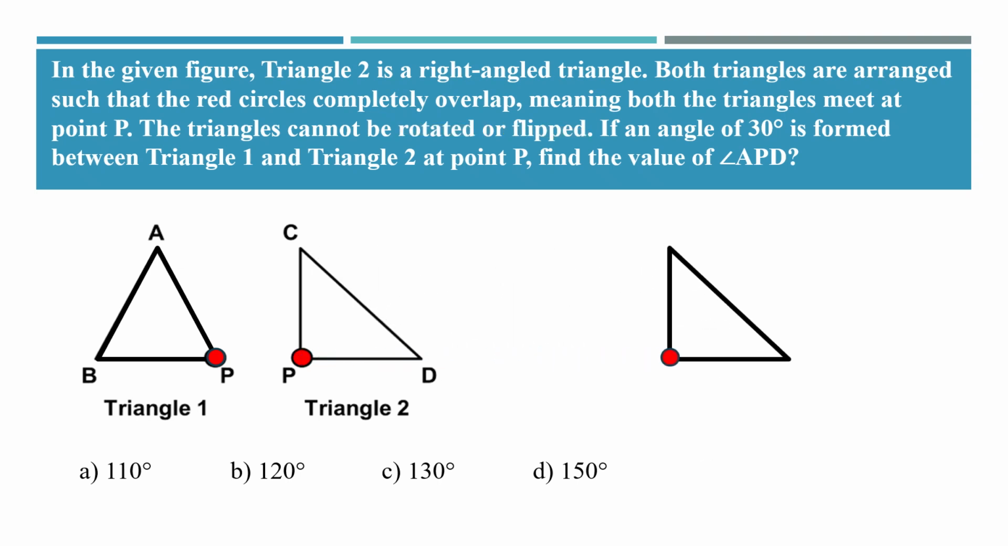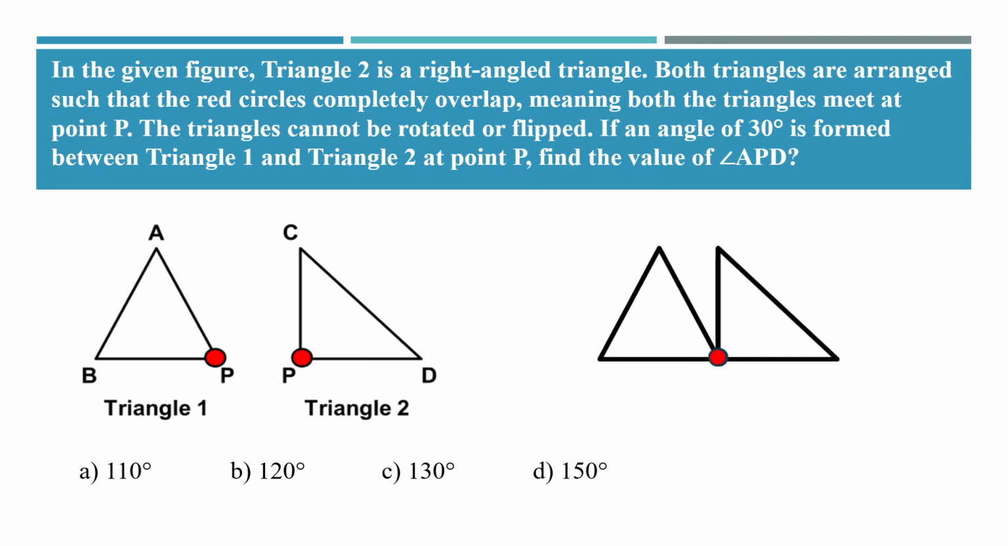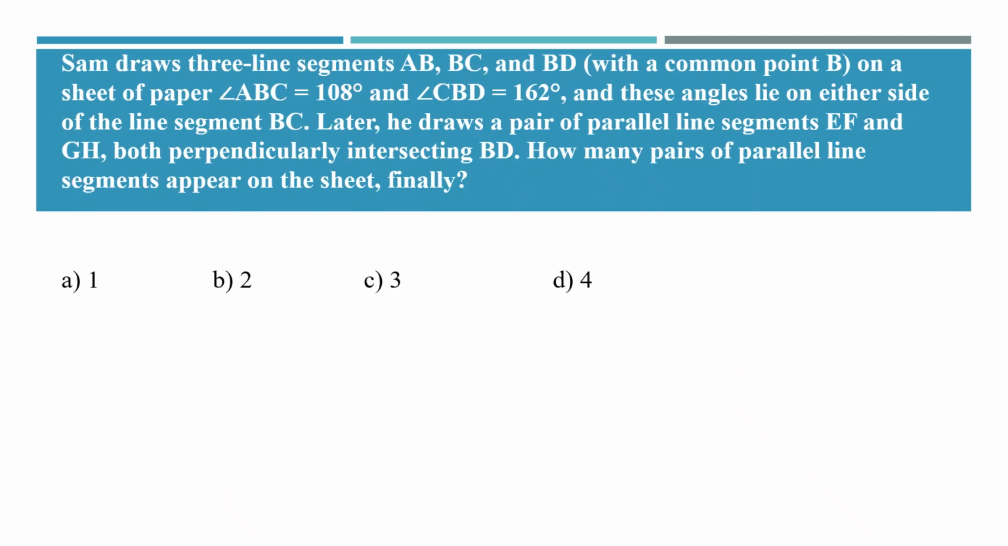Here I have one triangle, get the other triangle, let them overlap. Okay, and according to the question, the angle between these two is 30 degree, and one of them is a right angle triangle. So the angle between these two, that is APD, is obviously 120 degree. Let's move on to the next question. Sam draws three line segments AB, BC, CD.